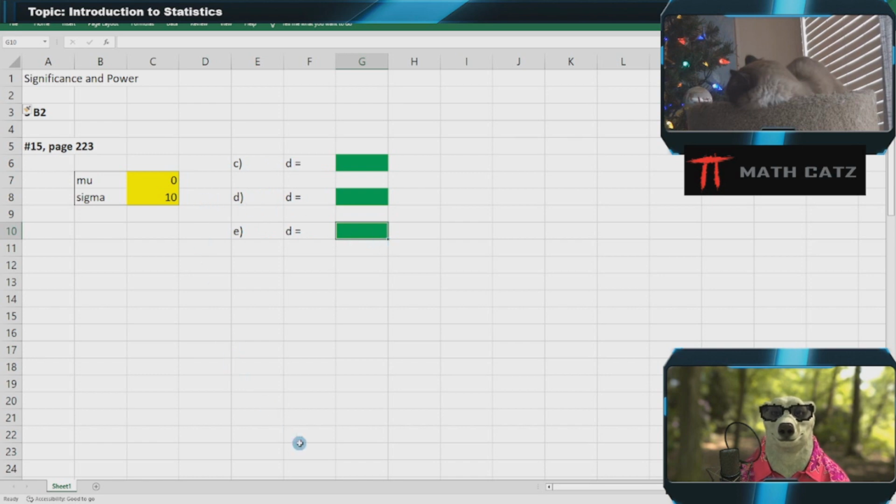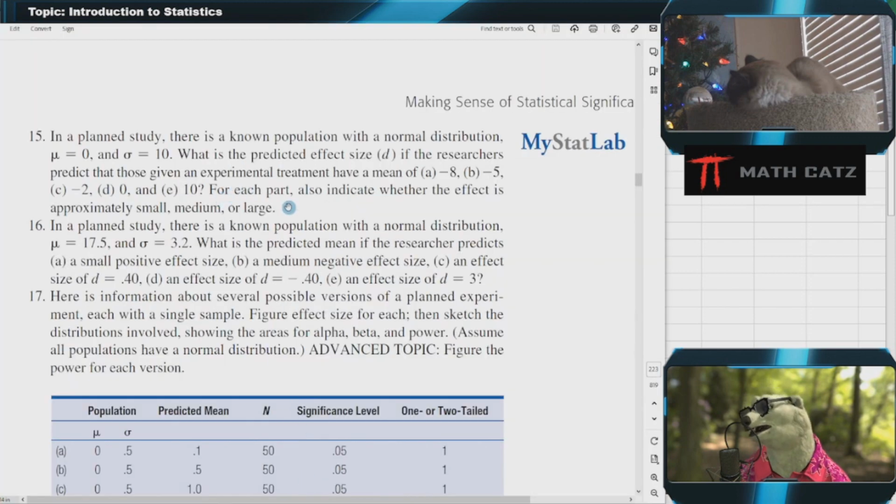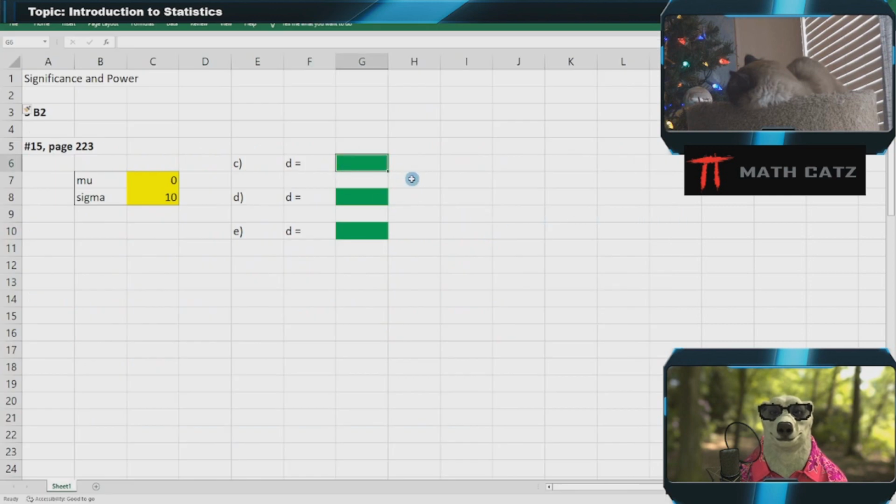So in the first one, mu is 0 and sigma is 10, and we're simply going to use that calculation. The difference between the predicted mean, let's go back to the question perhaps if you need to, the predicted mean, which is in C, -2, versus the mean of the distribution of the population, and then of course divided by sigma. So our calculation is going to be very simple. I'll put some brackets in there.